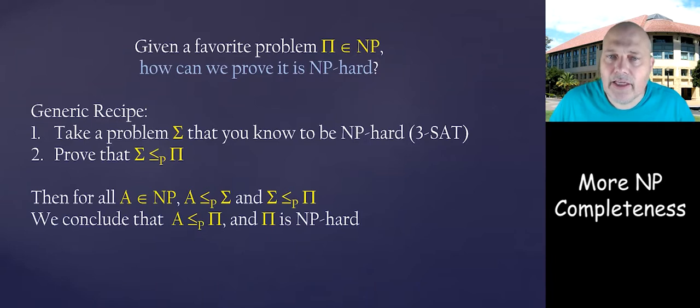The reason this is true is the transitivity of polynomial time reductions. For every A in NP, we know that A reduces in polynomial time to sigma because sigma is NP-hard, and we just proved that sigma is polynomially reducible to pi, so we can conclude that A reduces to pi in polynomial time because of the transitivity of these polynomial time reductions that we discussed a couple of videos ago. Therefore, pi is NP-hard, and if pi is also in NP, then it is NP-complete.